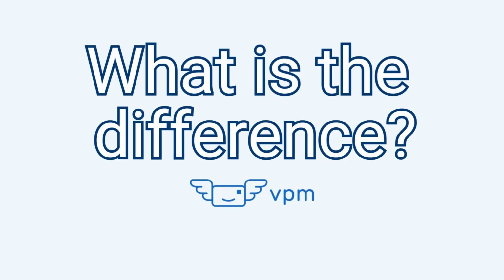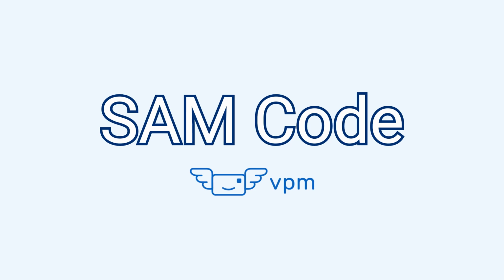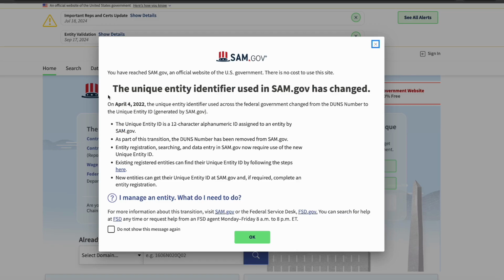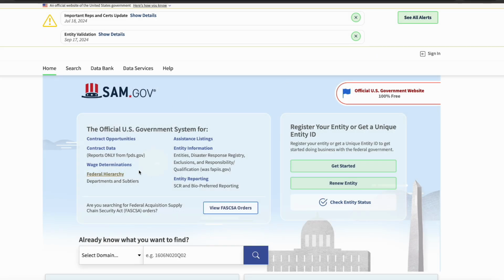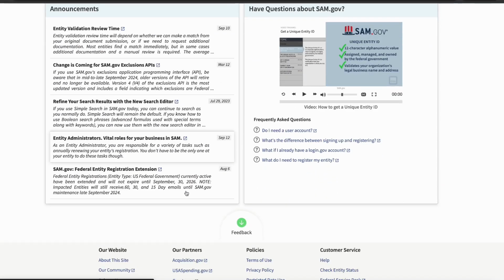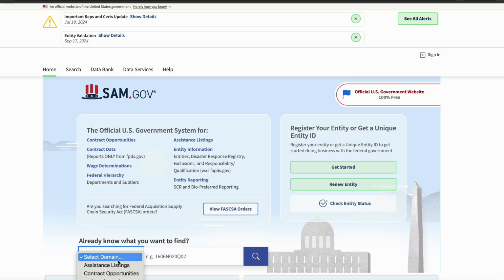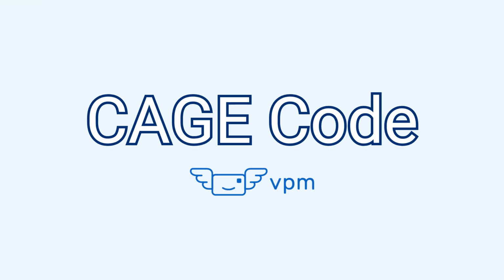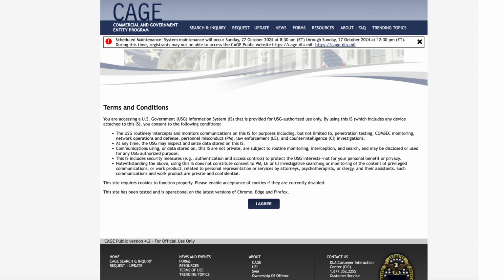Next, it's important to understand the difference between SAM and CAGE codes. SAM code: registration in SAM is crucial for federal contracts, grants, or loans. It consolidates several previous systems into one, simplifying the registration process. You'll receive a SAM number confirming eligibility to do business with the government. CAGE code: a 5-digit ID assigned by the Defense Logistics Agency during SAM registration, serving as a public identifier for businesses working with the government. It ensures proper vetting and tracking.